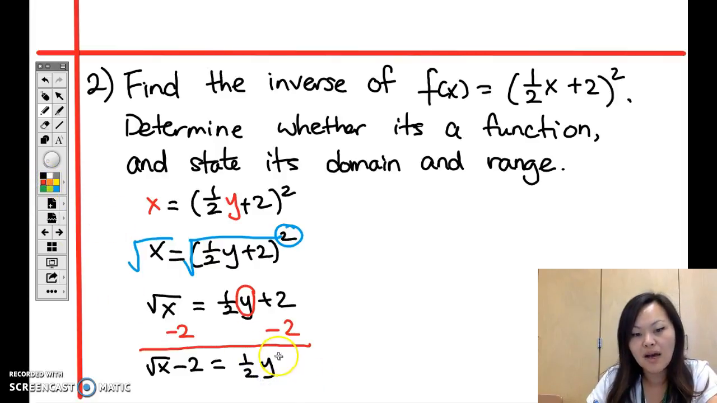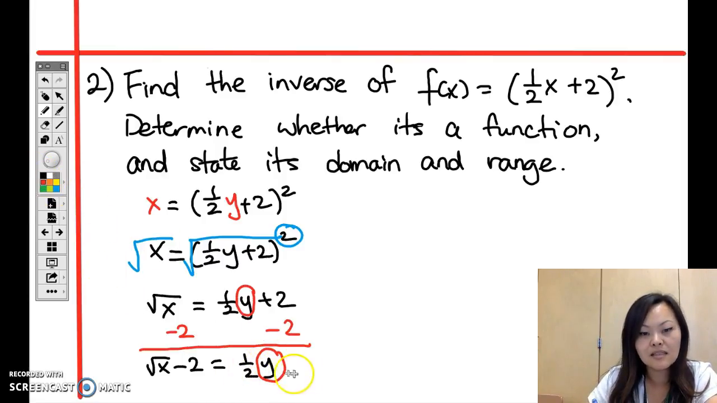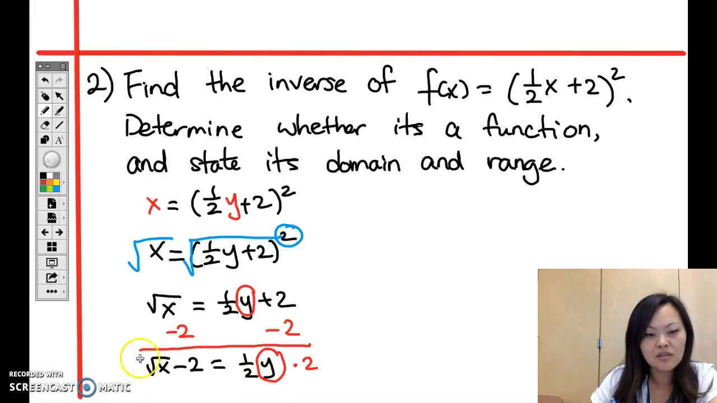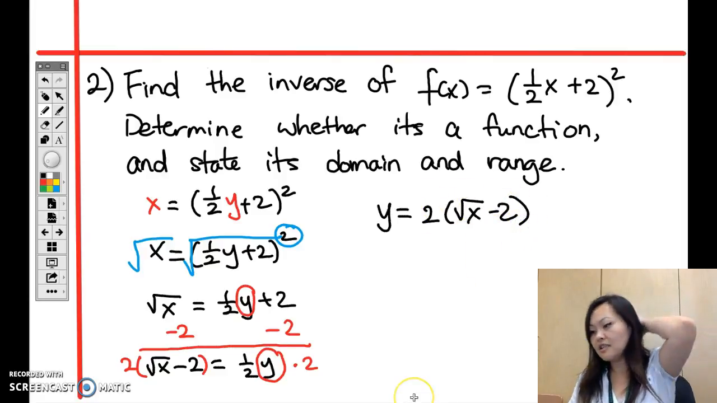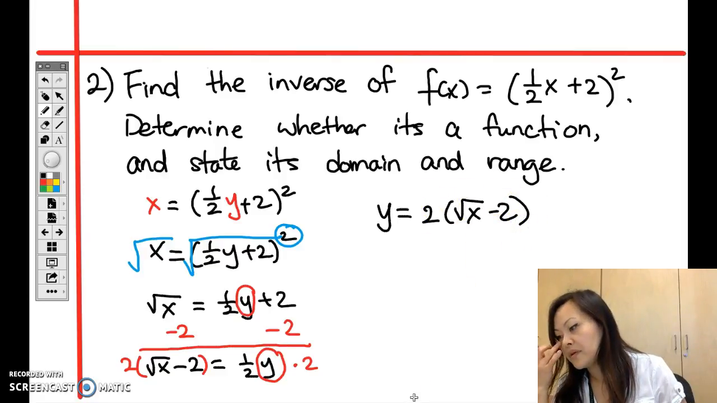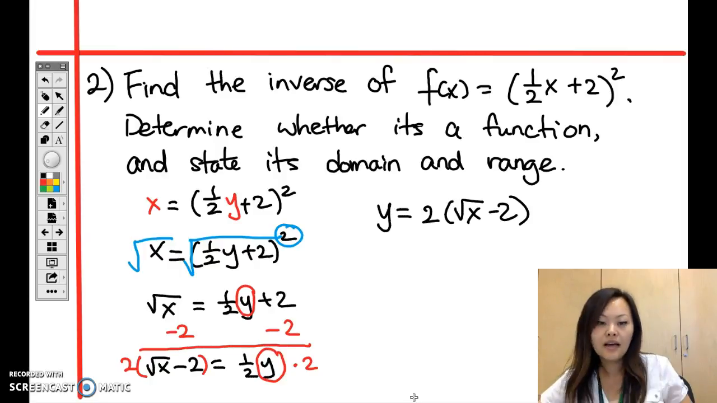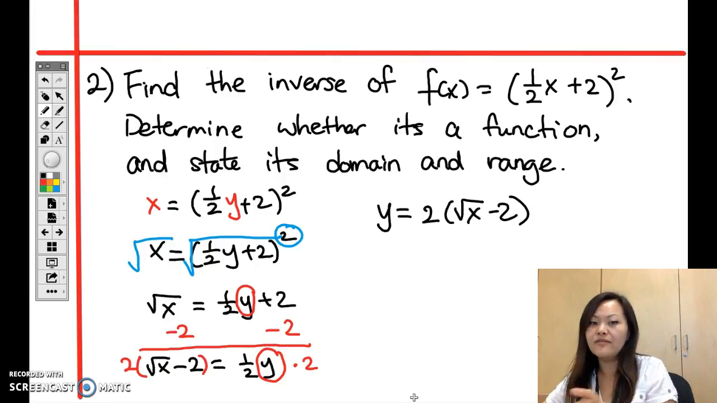I still want the y to be by itself, right? So I'm going to go ahead and divide both sides by 1 over 2, or in this case, multiply both sides by 2. Okay? So what's my answer? The 1 over 2 and the 2 cancel out, so y is equal to, and then the other side is 2 times square root of x minus 2. Whether you distribute the 2 or not, it doesn't really matter to me. Okay? And so there you go, that's the inverse, okay?